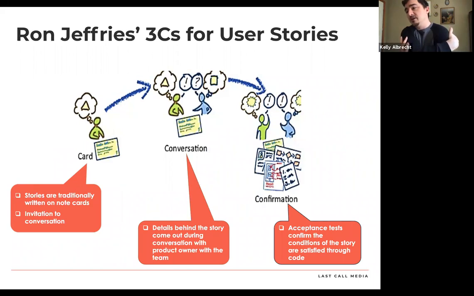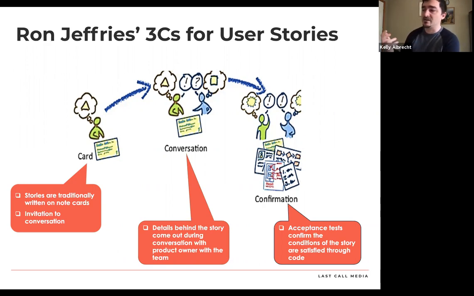So Ron Jeffries is credited with the 3 C's for user stories. And the 3 C's for user stories are card, conversation, and confirmation. And there's a saying about a user story: if it can't fit on an index card, then you need a smaller card. What that is talking about is how the point of it is not to get everything on the card. The card is supposed to just be a placeholder for a conversation.